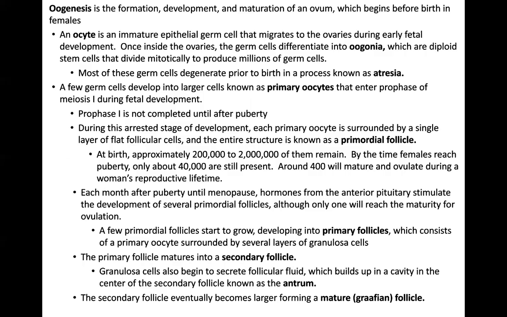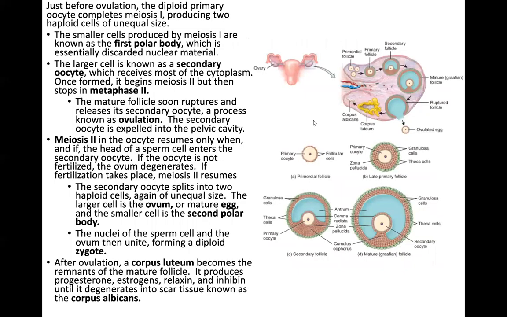Let me just show you a picture here of an opened up ovary where we can see those follicles. There are several different forms, and it's all dependent upon the stage of development: the primordial follicle, the primary follicle, the secondary, and the mature follicle. And inside you can see an egg cell at some point in development.